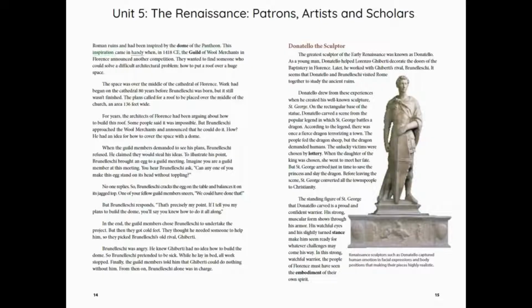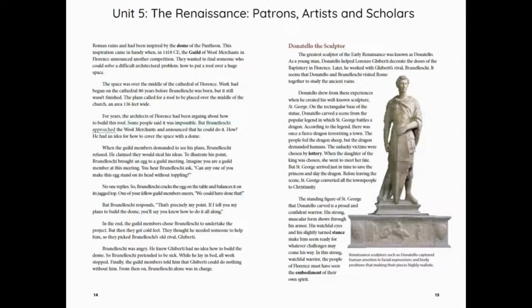This inspiration came in handy when in 1418 CE, the Guild of Wool Merchants in Florence announced another competition. They wanted to find someone who could solve a difficult architectural problem: how to put a roof over a huge space. The space was over the middle of the Cathedral of Florence. Work had begun on the cathedral 80 years before Brunelleschi was born, but it still wasn't finished. The plans called for a roof to be placed over the middle of the church, an area 136 feet wide. For years, the architects of Florence had been arguing about how to build this roof. Some people said it was impossible.